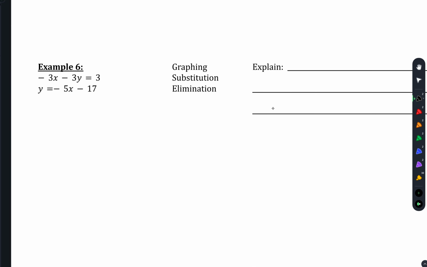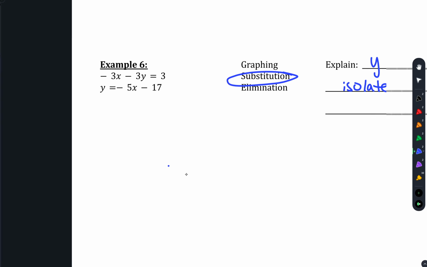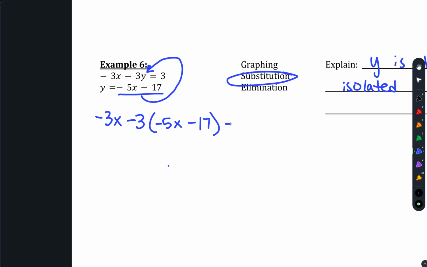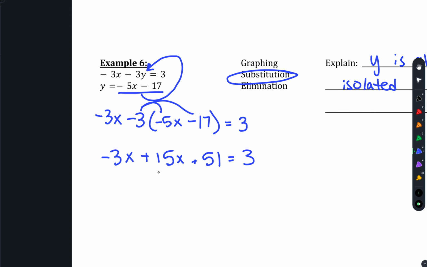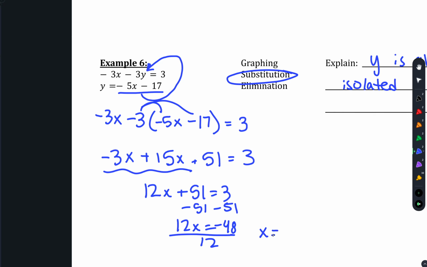What do we think about example 6, Jade? Y substitution for this one? Y is already isolated. Perfect. When we substitute, I know it's been a couple days, we take everything that equals our variable, so the negative 5x minus 17, I'm going to plug it in for y. We know we're doing it right if after I've plugged it in, I only have either x's or y's, but not one of each. I'm going to distribute. 3 times 17, I think, is 51. Combine my like terms. X is negative 4.